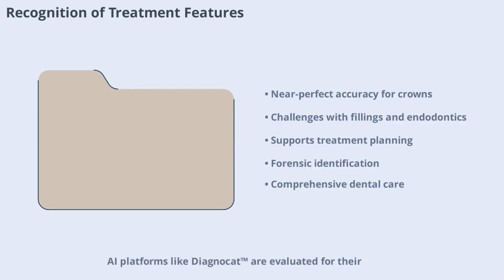AI platforms like Diagnocat are evaluated for their ability to detect dental treatments such as missing teeth, crowns, pontics, fillings, and endodontic procedures. Tooth-level detection accuracy is near perfect for missing teeth, crowns, and pontics, but challenges remain with fillings and endodontic treatments due to superimposed structures. These features are essential for treatment planning and forensic identification, highlighting AI's role in comprehensive dental care.